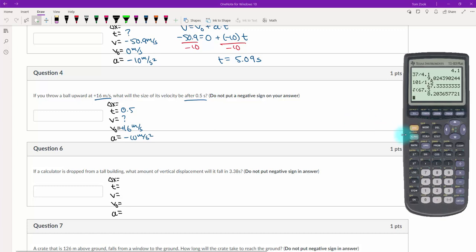All right, so take a look at setting that up and getting an equation, and we'll take a look at the answer in about 3 seconds. 2, 1.